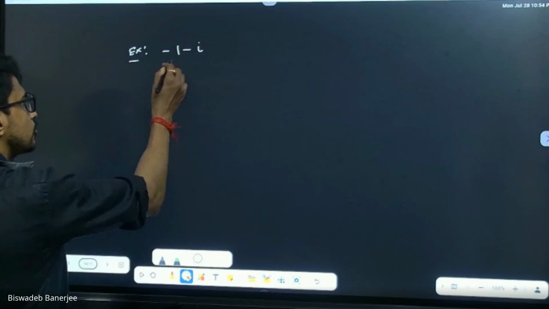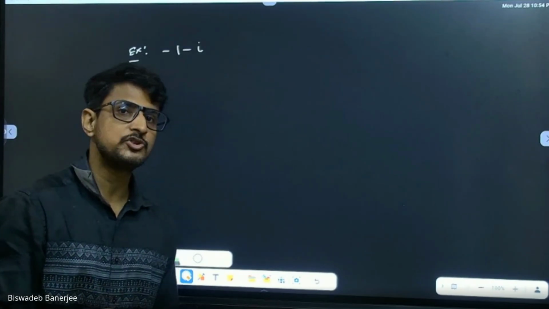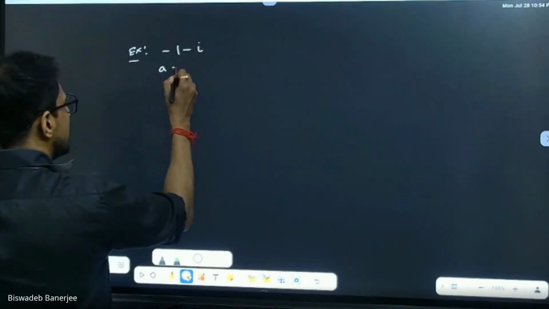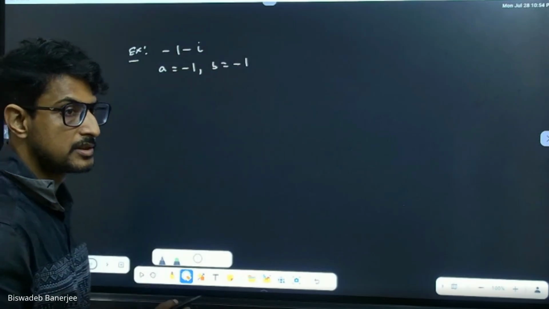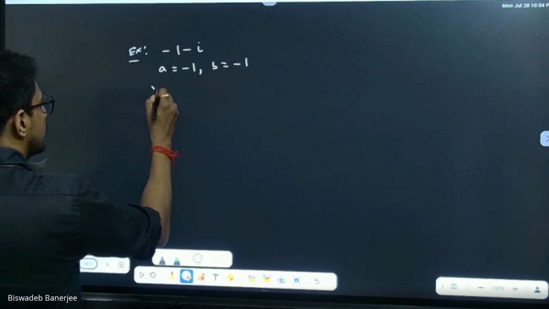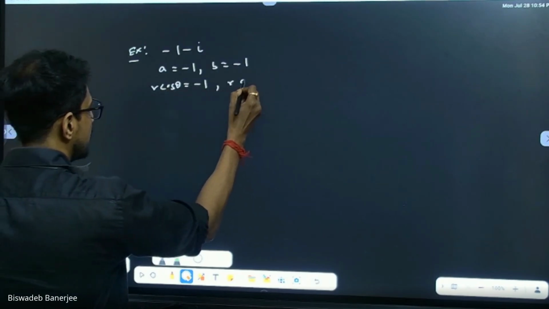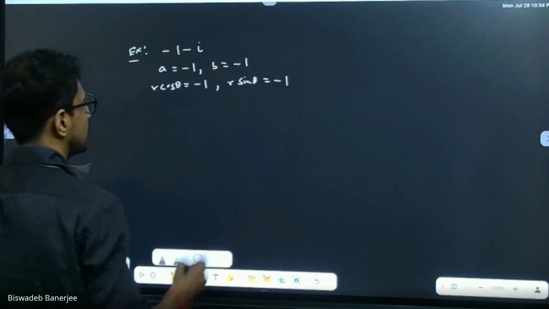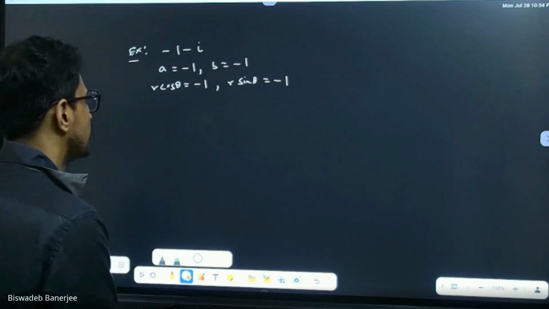Coming to the next question, this question is very, very important. You have to find out the modulus and amplitude of minus 1 minus i. How can you find this? See that here my A equal to minus 1, my B equal to minus 1. Now that question is quite difficult. So my R cos theta is minus 1, my R sin theta will be minus 1.